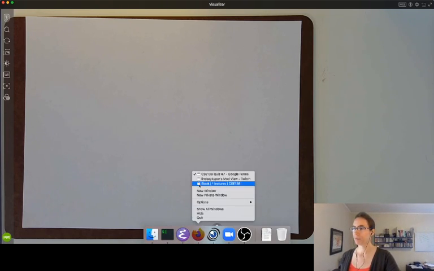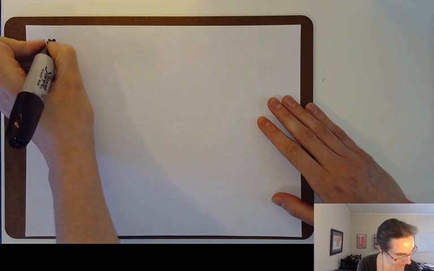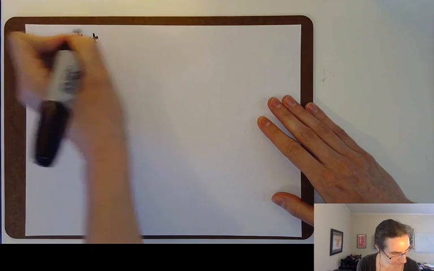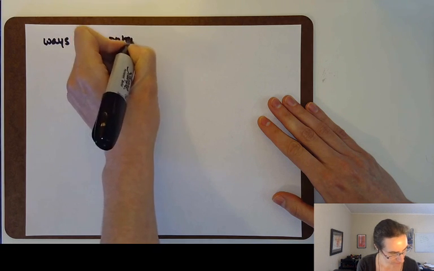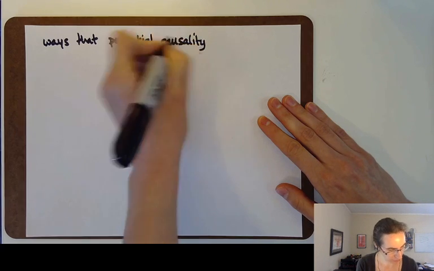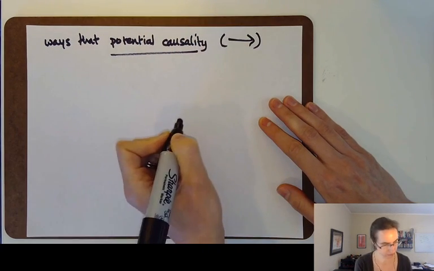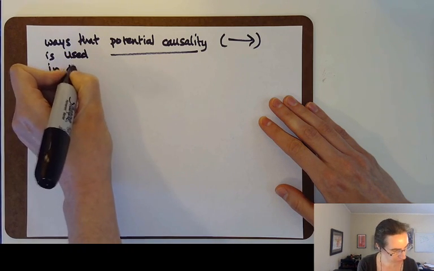Back to the lecture. So we've just been talking about causal broadcast, right? And I want to say something about ways that potential causality, and by potential causality I mean the happens before relation, is used in distributed systems.